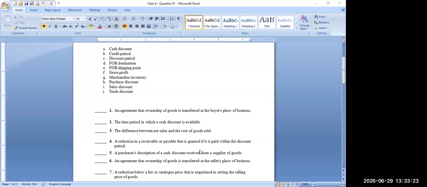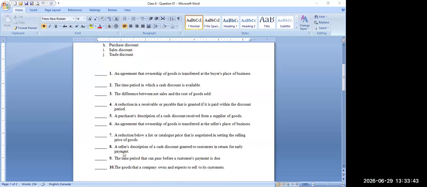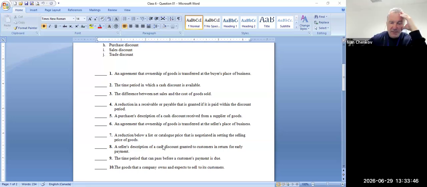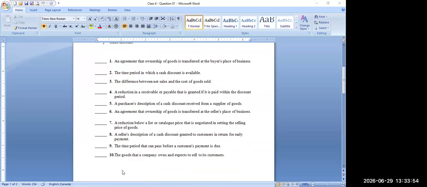Agreement that the ownership of the goods is transferred at the seller's place of business. FOB shipping point. Shipping point, okay? Reduction below the list or catalog price that's negotiated in setting a selling price of goods. That may be trade discount here. Trade discount. Now, the seller's description of the cash discount granted to a customer in return for early payment. Sales discount. Sales discount, okay?